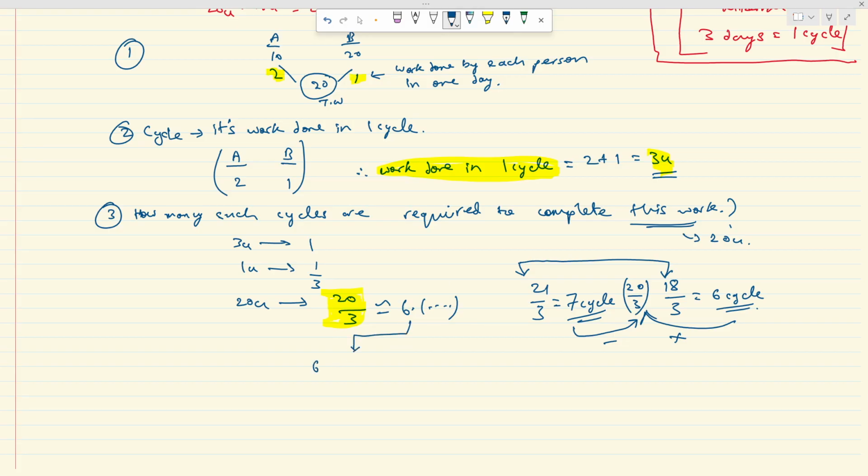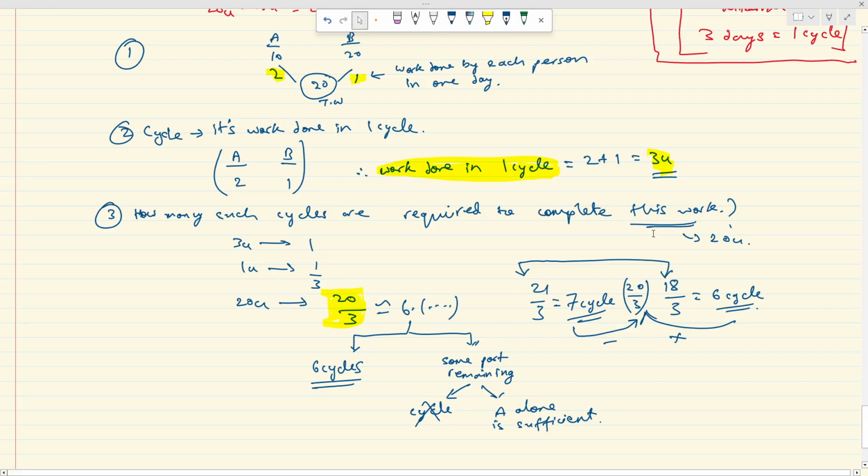This means that 6 cycles total will be needed, and some part remaining, जिसके लिए हमें पूरे साइकिल की और ज़रूरत नहीं है, A alone is sufficient. तो 6 साइकिल में मेरा कितना काम हो गया?